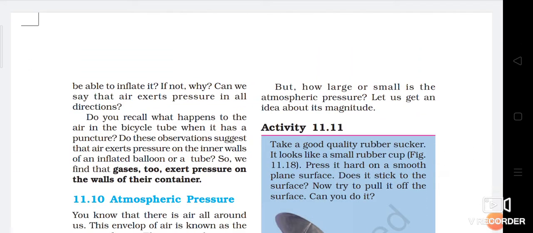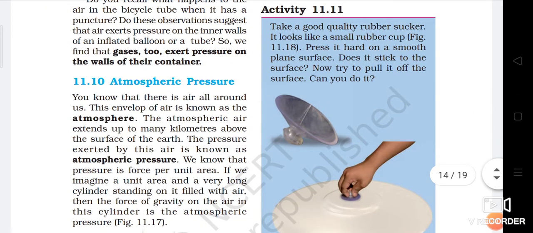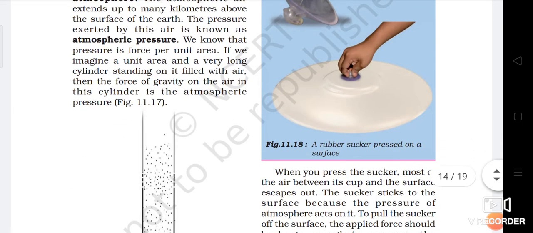But how large or small is the atmospheric pressure? Let's see. Take a good quality rubber sucker. It looks like a small rubber cup. Press it hard on a smooth plain surface. Does it stick to the surface? Now try to pull it off the surface. Can you do it? No.